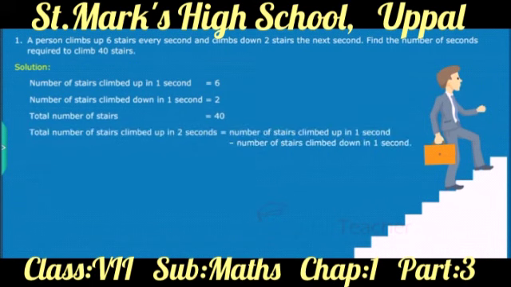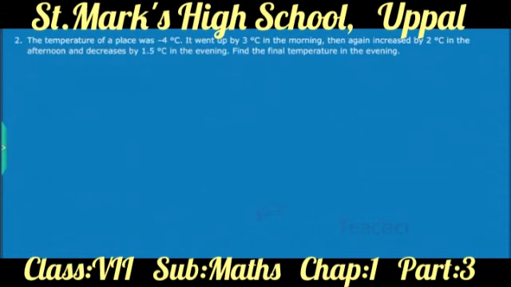Total number of stairs climbed up in 2 seconds is equal to the difference between the number of stairs climbed up and climbed down.